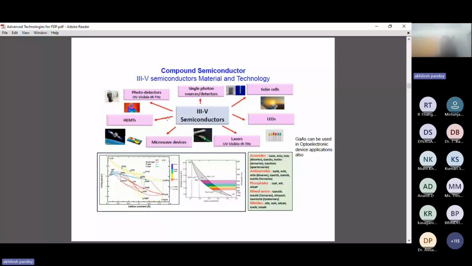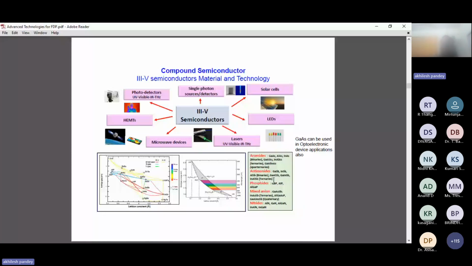So these are the common semiconductors like gallium arsenide, aluminum arsenide, indium arsenide, indium aluminum arsenide, quaternaries, and aluminum antimonides, in which gallium antimonide and indium antimonide can be used in IR devices.